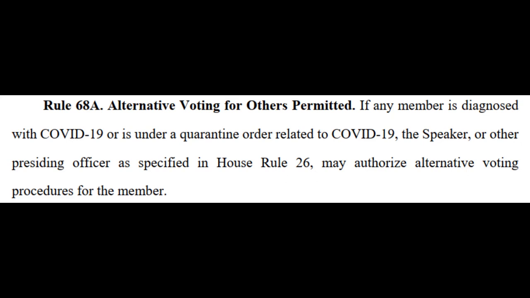Rule 68A. Alternative voting for others permitted. If any member is diagnosed with COVID-19 or is under a quarantine order related to COVID-19, the Speaker, or other presiding officer as specified in House Rule 26, may authorize alternative voting procedures for the member. Rule 69. Pairing. All pairs announced in the House shall be entered on the journal.